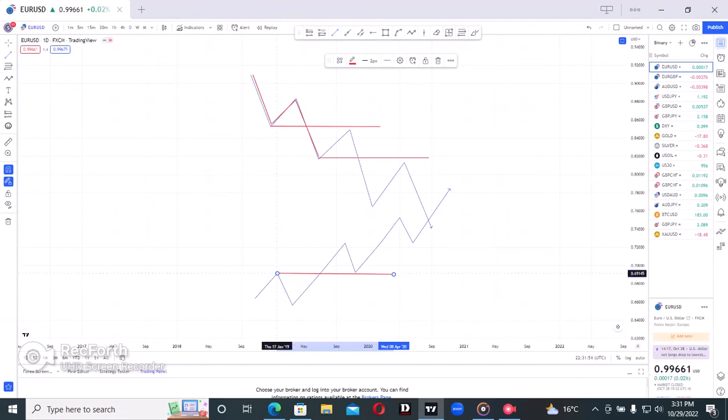So here, just because we're moving in the uptrend, this is our high, and then this is our low. When we are moving forward to this point here, this is going to be our higher low, and then this is going to be our higher high. So this is how you can also identify the trend. I hope everything is clear here.